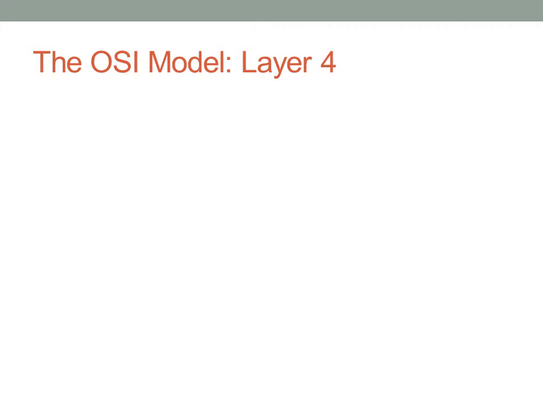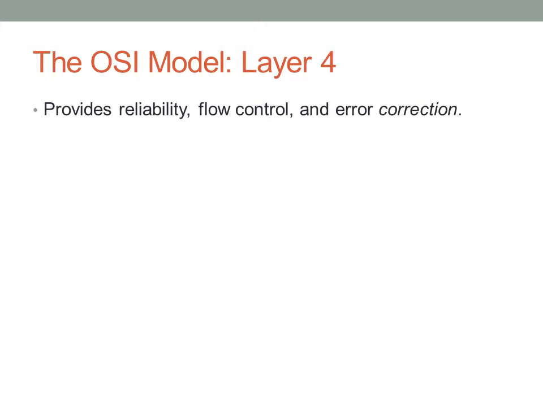Layer 4 of the OSI model is concerned primarily with reliability, flow control, and error correction. Again, I'm going to contrast this term with error detection. While it's Layer 2's job to determine whether or not a packet is good, it's Layer 4's job to account for that and to try to fix the issue, or ask for a retransmission, as is the case most of the time.